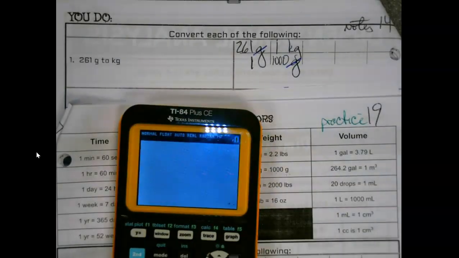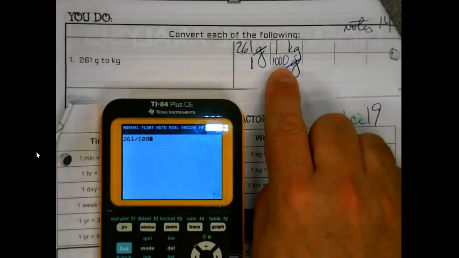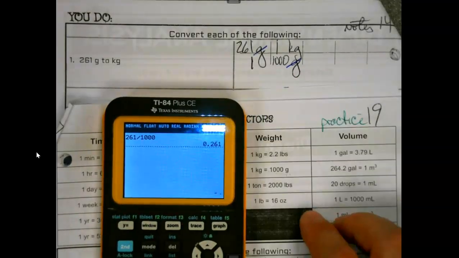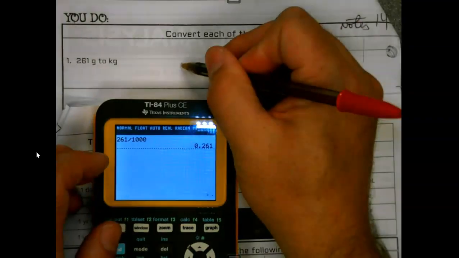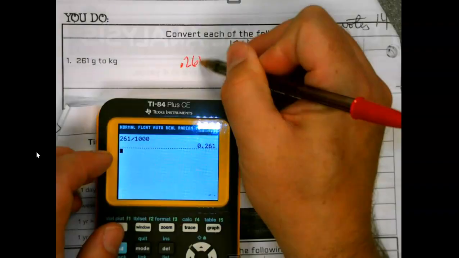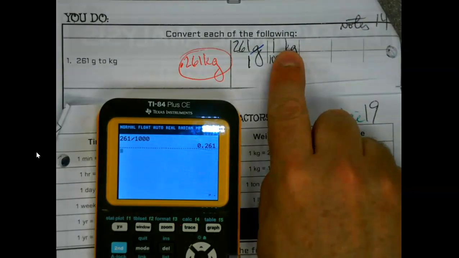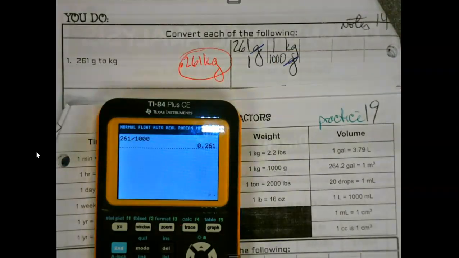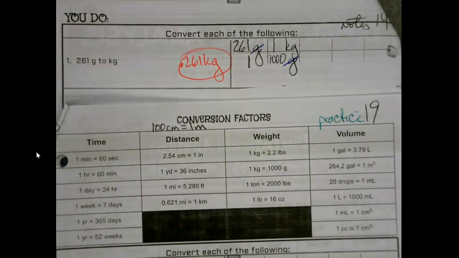So let's see here. 261 divided by 1,000. Ooh, I got a decimal. That's okay. Decimals are A-okay with these. Just make sure to keep your label. And again, the kilograms is on top. It's the same numbers, just with the decimal in the front. That's right. Just divide it by 1,000 and move that decimal point over. Absolutely. So again, not too bad.